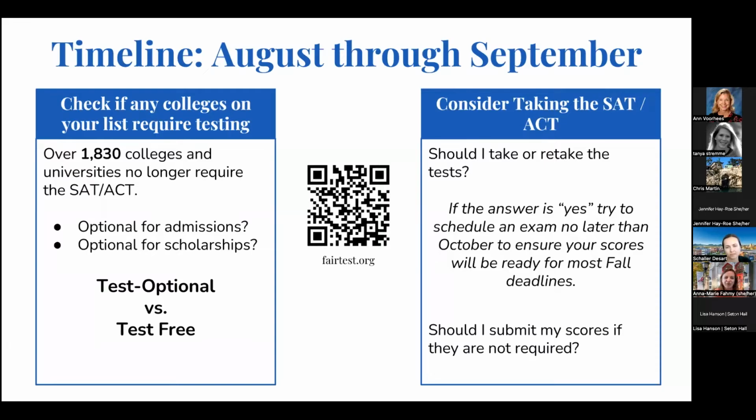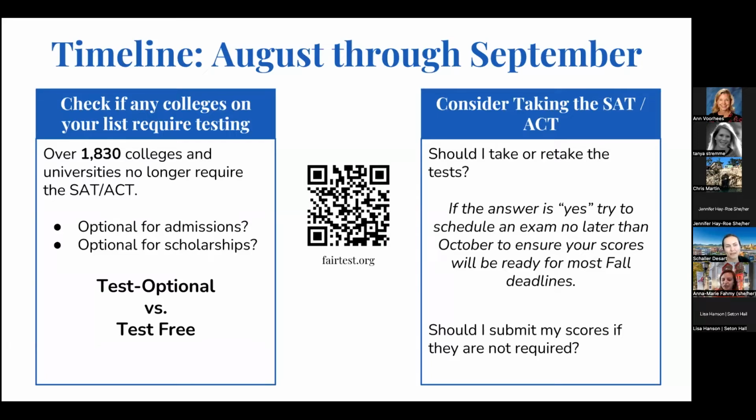And then this QR code can take you to fairtest.org, which I believe is a full list of all the colleges that are test optional, with little asterisks next to them if they're test optional completely or only for certain programs. So if you're wondering, oh my God, how do I know? Just go there and you'll see the complete list of schools.